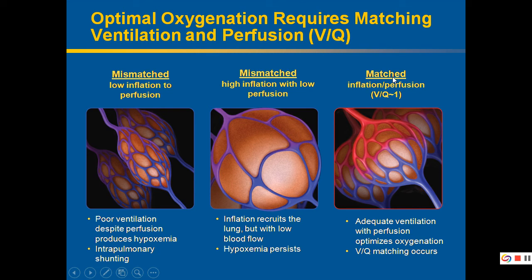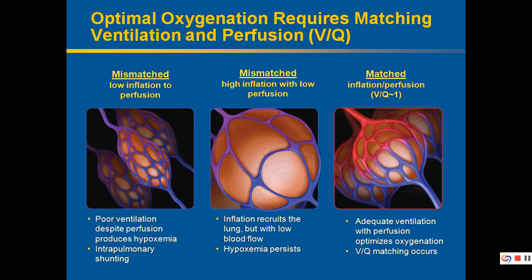So this one over here is the Goldilocks situation, where you have adequate ventilation and adequate perfusion. So the alveolus is optimally inflated and there's good blood flow to it. And so the deoxygenated blood comes in and leaves the alveolus as oxygenated blood. Okay, so this is matched ventilation and perfusion. So you can have mismatched ventilation and perfusion if you have an underinflated alveolus.